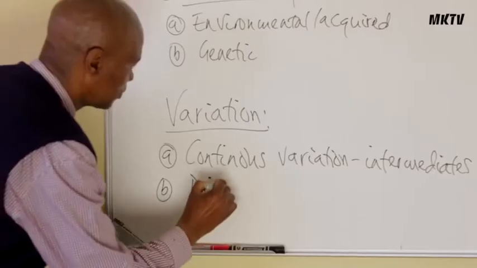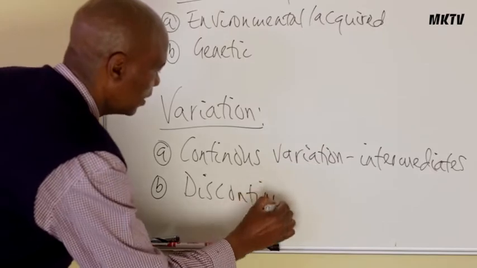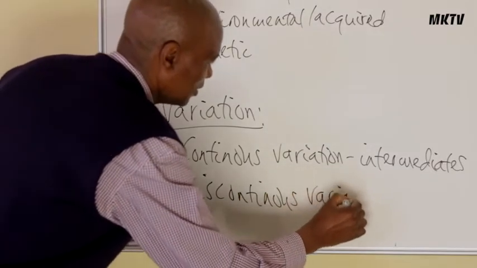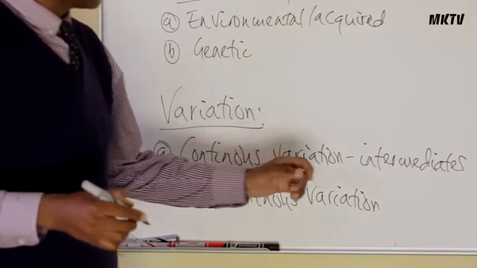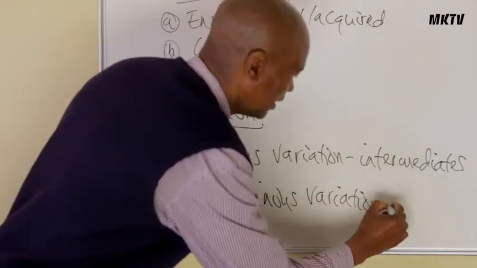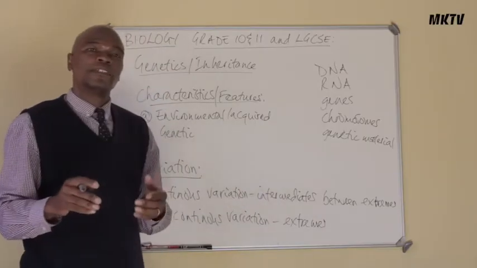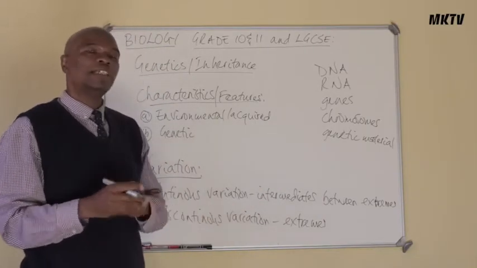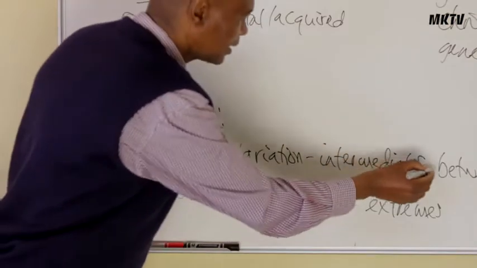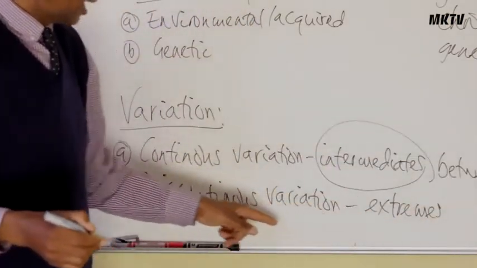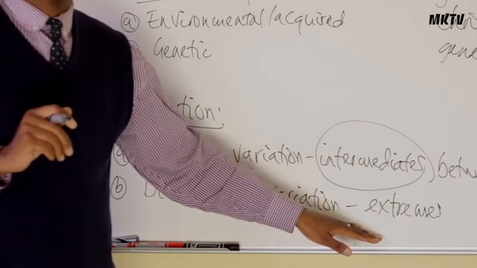This one is called discontinuous variation. This discontinuous variation is different from the previous one in the sense that we still have our two extremes. Between the extremes, there will be very little or no intermediates at all. The previous one has intermediates between these extremes, but in this case, there are very rare or no intermediates at all. What do you mean?